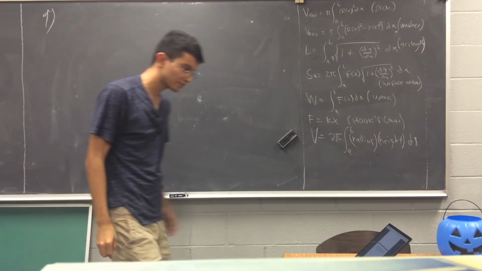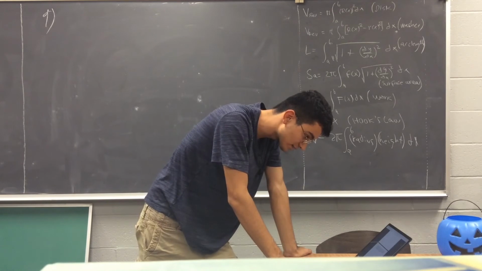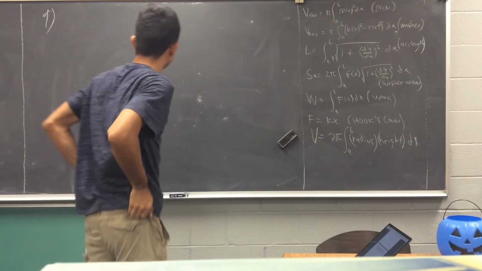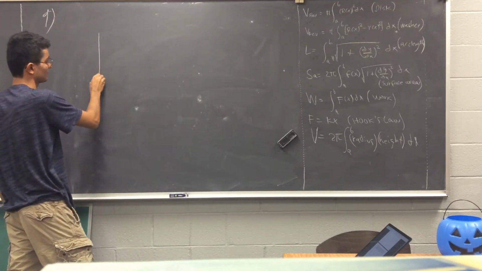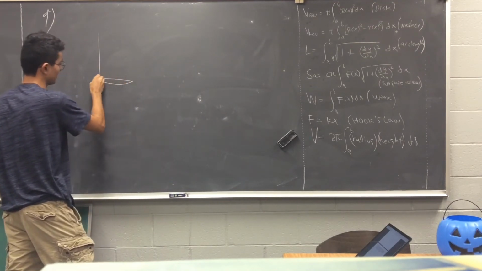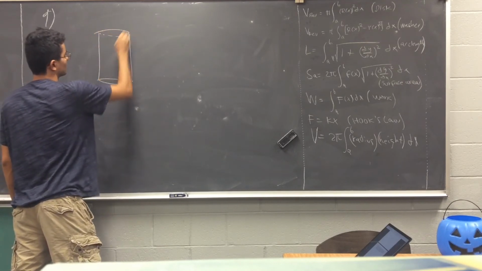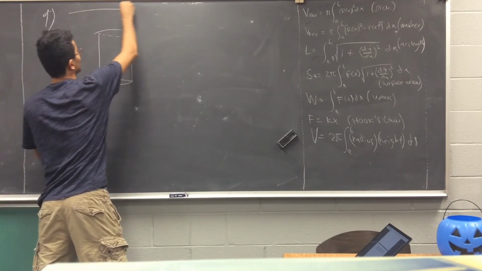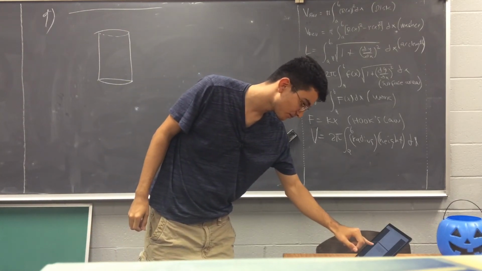Now for question 9 we have, suppose that a cylindrical tank is buried upright underground. So we're going to make a cylindrical tank that's buried underground, so that you have a cylindrical tank like that. Now it's buried underground, so let's say that this is ground level.